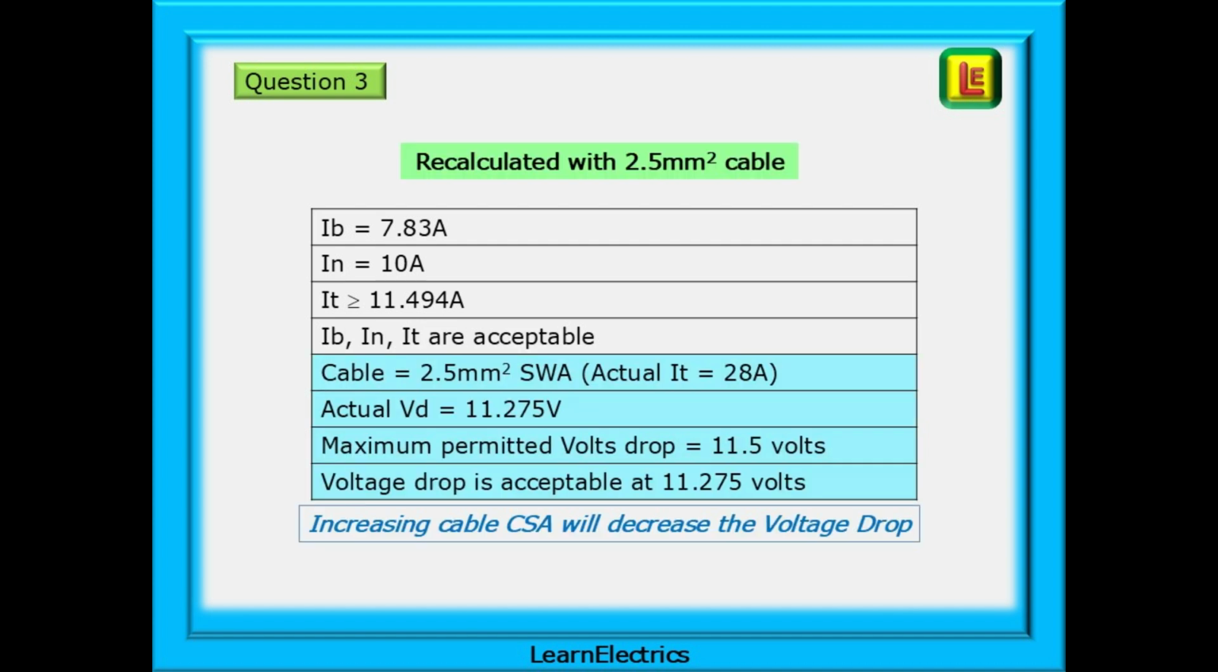Here are the new answers for question 3 in blue. Using 2.5 square millimeter cable, we now have an actual volts drop of 11.275 volts, which is just below the maximum of 11.5 volts for a 230 volt circuit. Increasing the cable cross-sectional area will decrease the voltage drop. More copper makes it easier for the current to flow and less volts are lost in the cable.